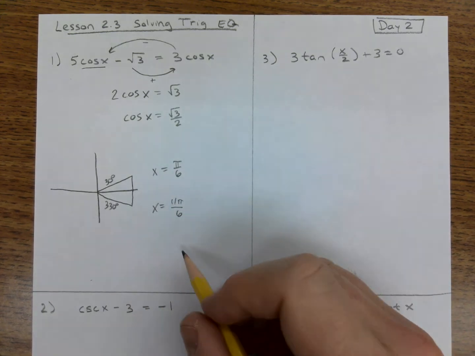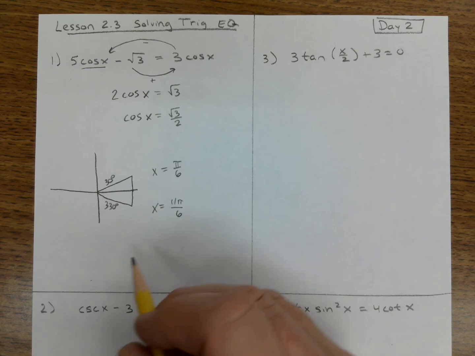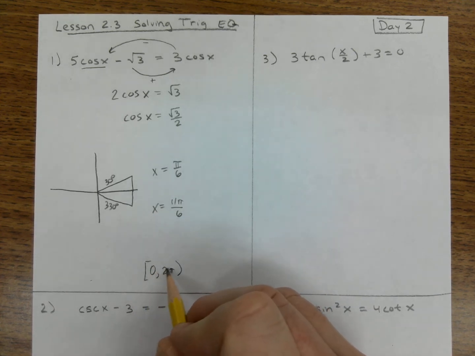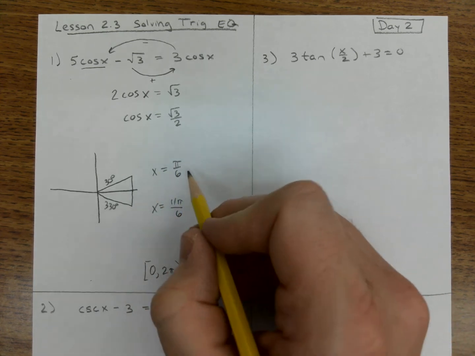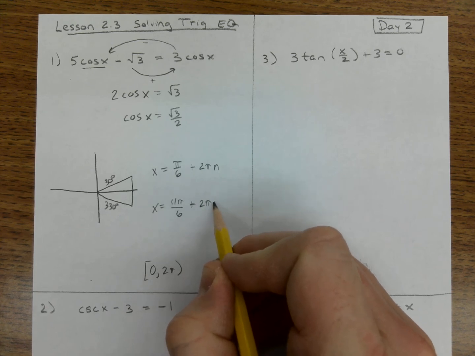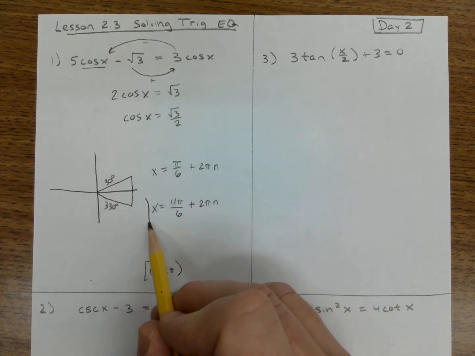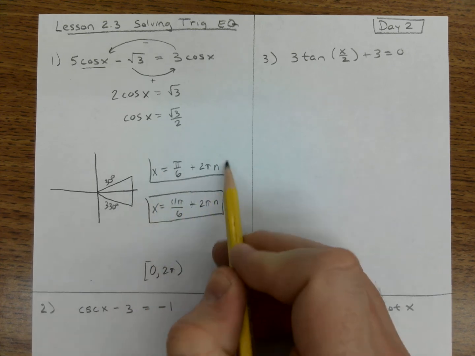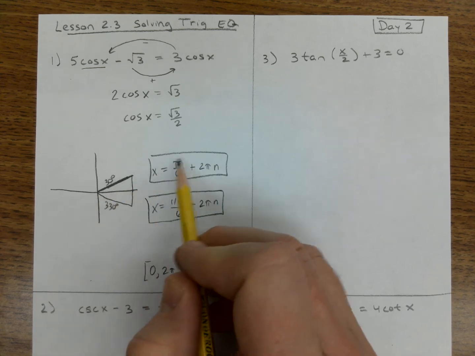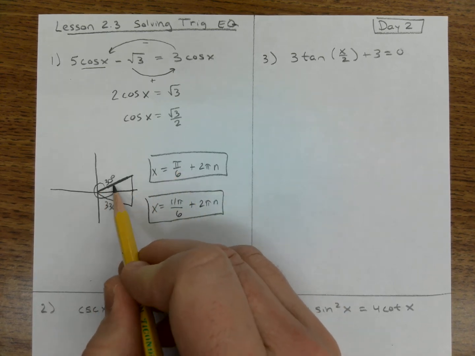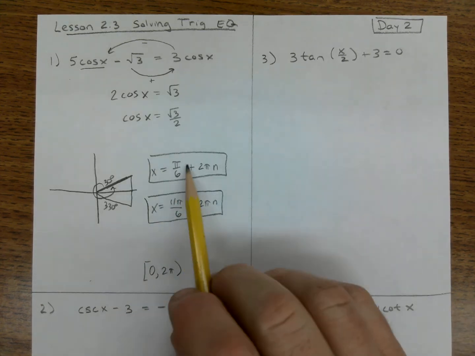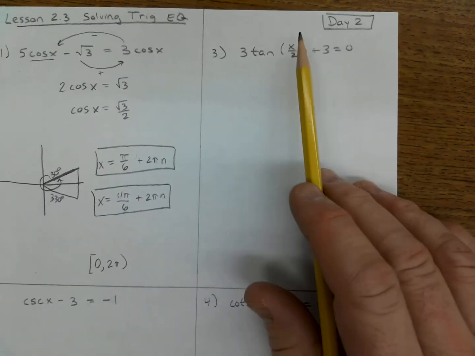Now the thing is, this is a solution on the interval 0 to 2 pi. From 0 to 2 pi, these are the solutions. Well, we want all the solutions, so we're going to add on groups of 2 pi, and n stands for an integer. So the solutions are at this angle here, pi over 6, or as many loops around there as you want to go, and you'll always land right there. 2 solutions to this equation. Let's do number 3.